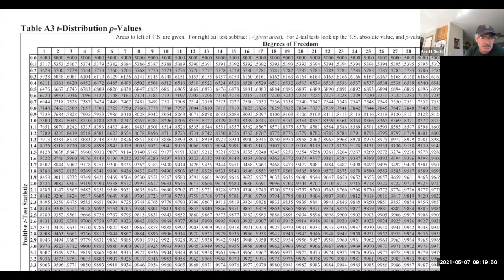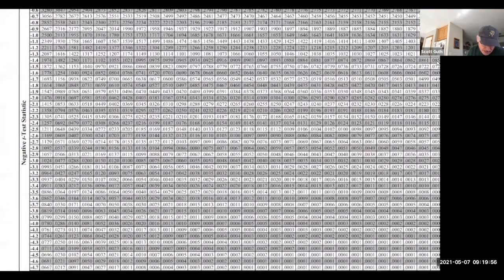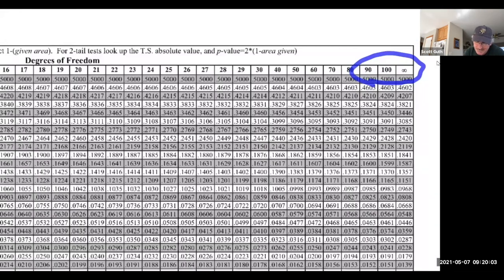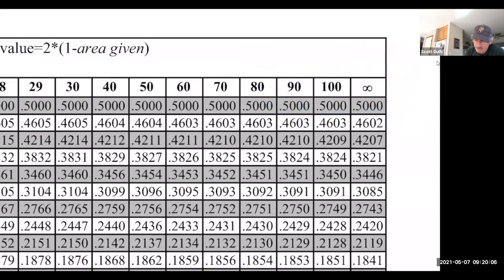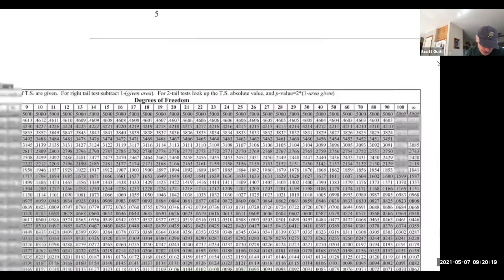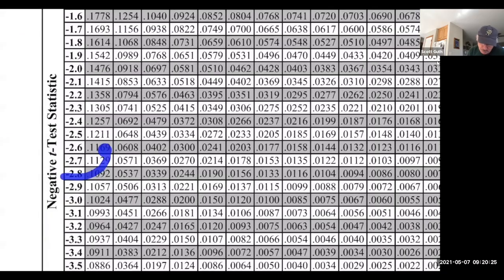I believe again that our t statistic was negative 2.66, which we're going to round to negative 2.7 here. And then for degrees of freedom, I don't know if you can see it, but there's a 100 out there, and then there's infinity. Once you hit infinity, you're using the z distribution, because the t distribution approaches the normal z distribution. But just to practice using the table, we're going to round our t statistic to negative 2.7, and then go all the way out to infinity degrees of freedom.